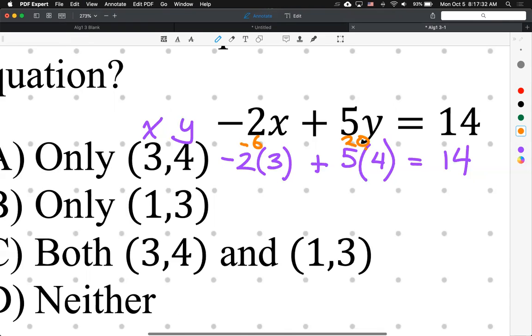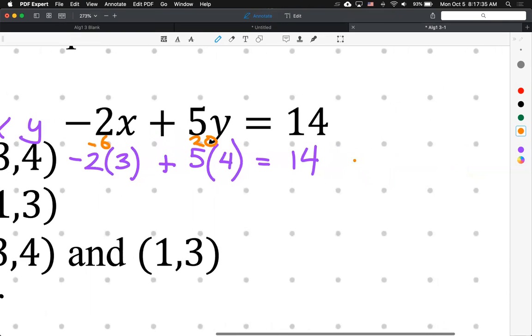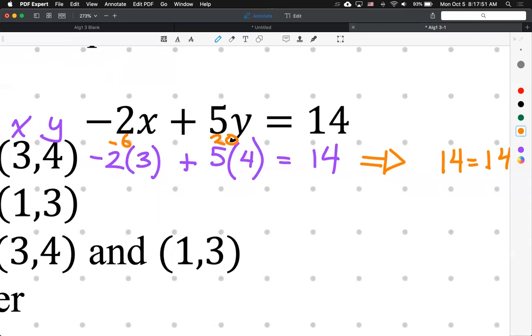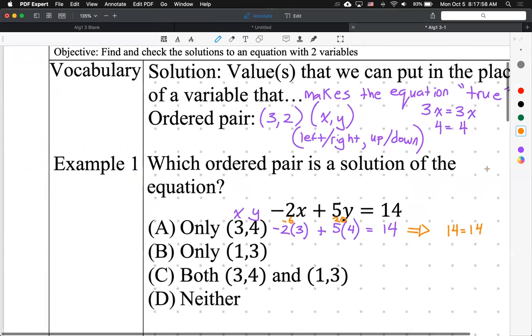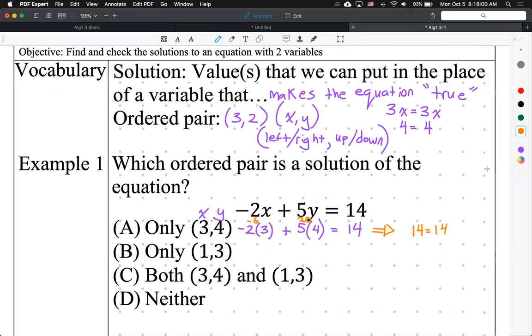Which means, if I scroll over here and get a little bit more room, this turns into 14 is equal to 14. The left-hand side is 14. The right-hand side is also 14. Give me a thumbs up or thumbs down. Was 3, 4 a solution, or was it not a solution? Again, what does it mean to be a solution? If I zoom back out here, a solution makes the equation true. And the answer is thumbs up, yes, because 14 is equal to 14.